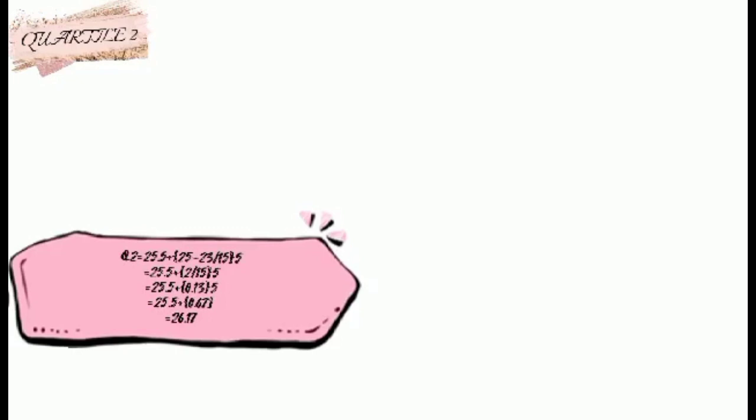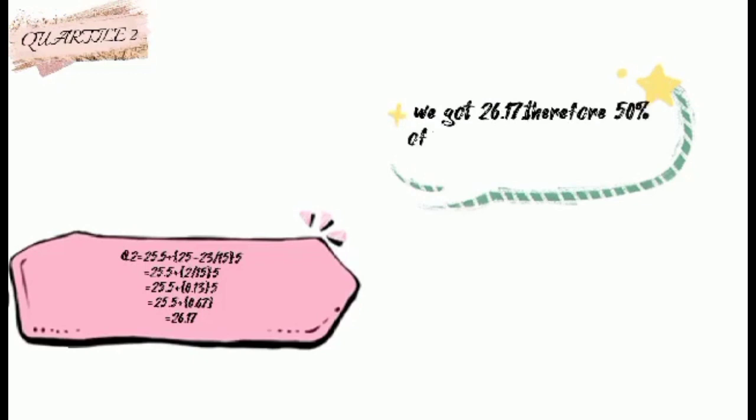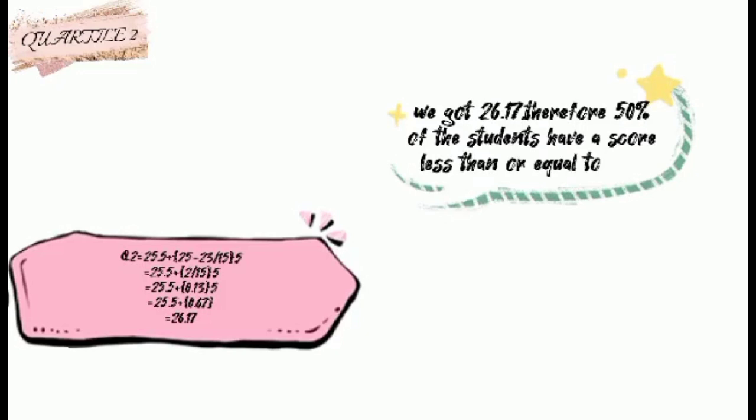So we could apply again the formula in this situation. Q2 equal to 25.5 plus quantity 0.67. And now, our last thing to do is to add 25.5 to 0.67 and we could get 26.17. And that's for our quartile 2. Now that we got 26.17, therefore 50% of the students have a score less than or equal to 26.17.